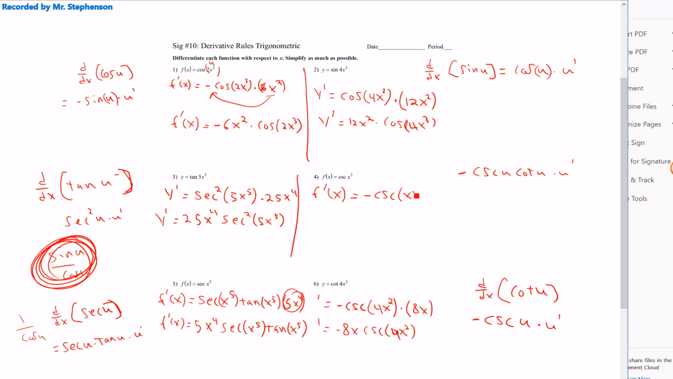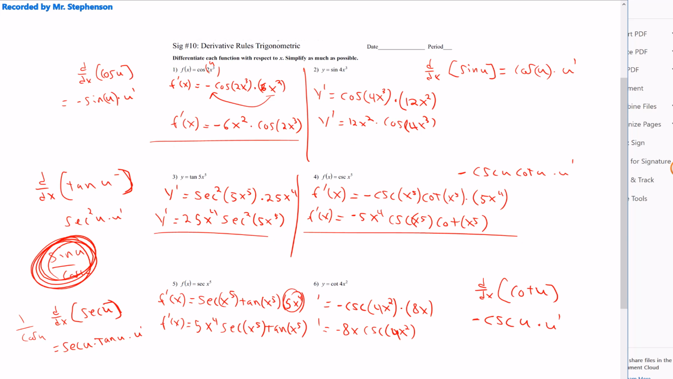All right, so the derivative here is going to be negative cosecant x to the fifth, cotangent x to the fifth, times the derivative of x to the fifth, which is 5x to the fourth. And again, just combine that negative and that 5x to the fourth, put them in the front, and write the rest here. Alright, so that is that.